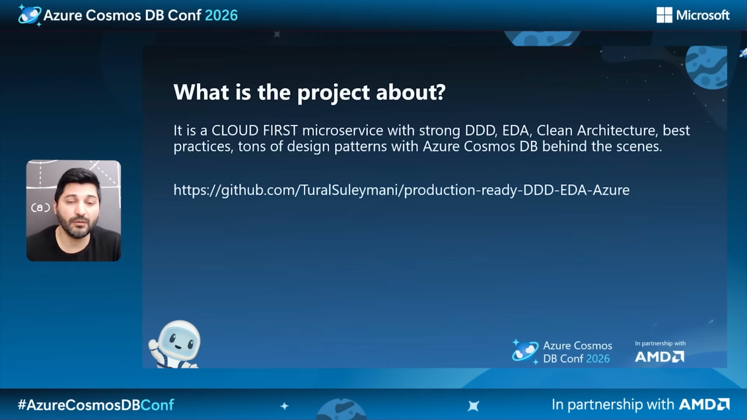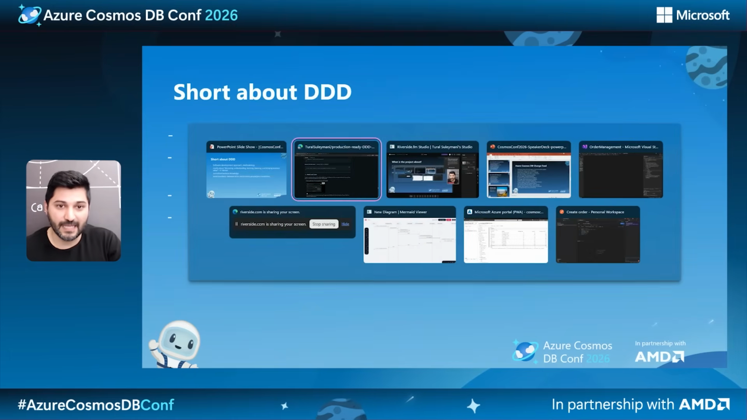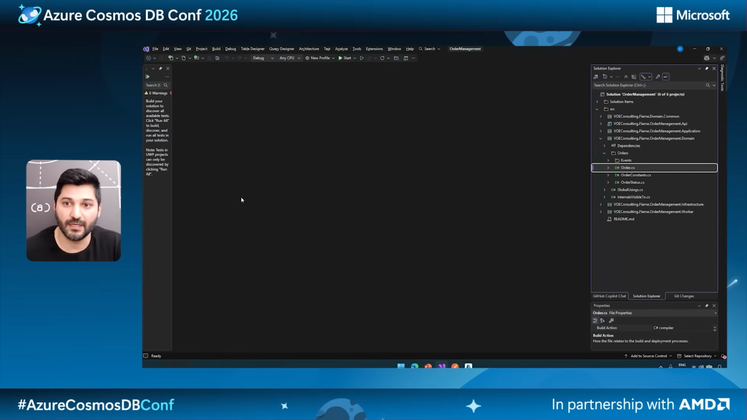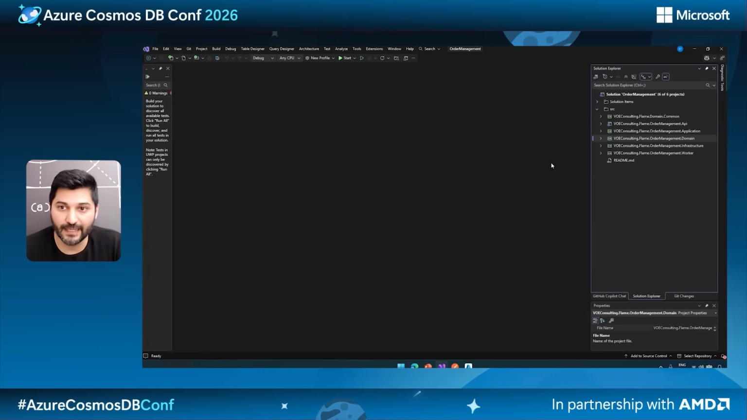Okay, cool. Now a brief regarding the project. This is a cloud first project. This is a microservice. We have applied domain-driven design, event-driven architecture, clean architecture, design principles, patterns. I have used approximately 30 design patterns in this project. And of course, we will focus completely on Azure Cosmos DB rather than the programming elements, because this session is all about having Azure Cosmos DB behind the scenes, which will help you to scale to infinity. Okay, this is our source code. Let me open this. We have used clean architecture here.